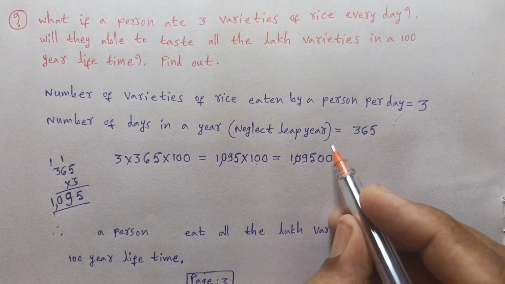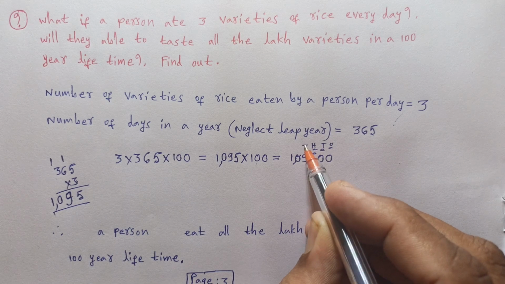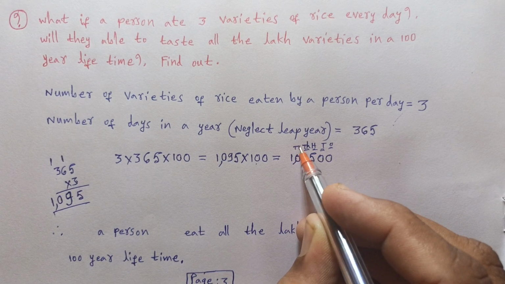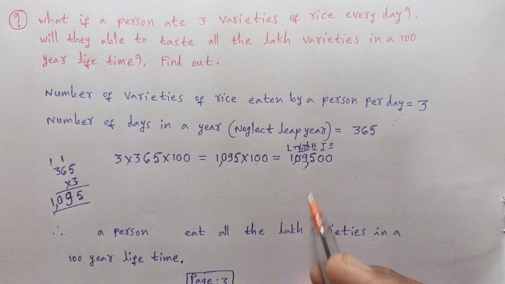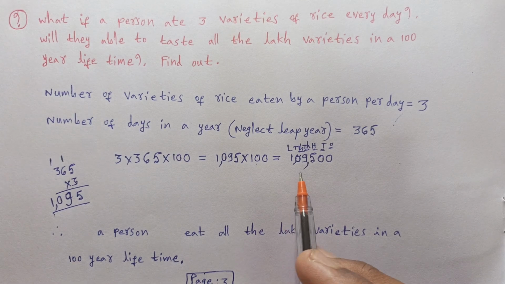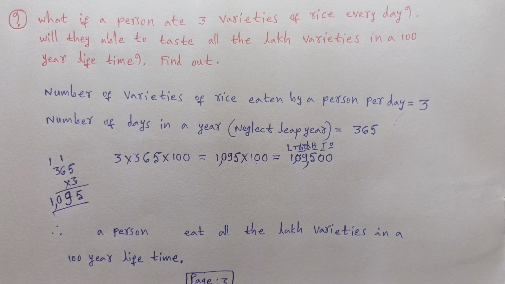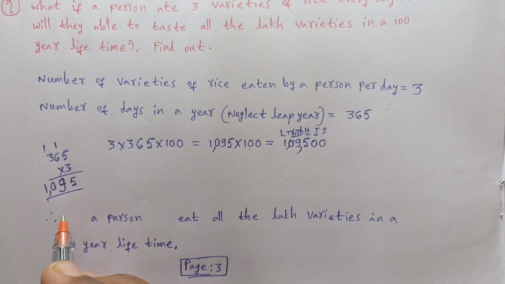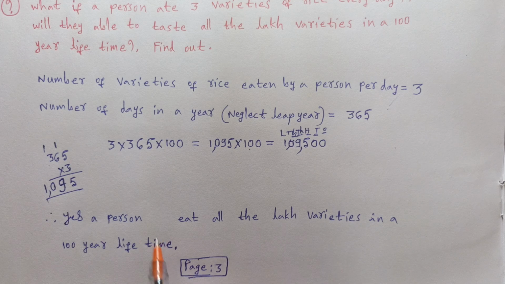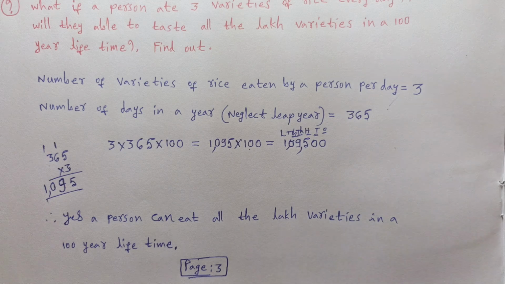So the answer is here. Okay, ones place, tens place, hundreds place, thousands place, 10,000s place, finally lakhs place. So here 1 lakh 9,500. This is the actual figure. So that many varieties can be eaten by a person in 100 years. So it is naturally more than 1 lakh. Therefore the conclusion is, yes, a person can eat all the lakh varieties in a 100-year lifetime.